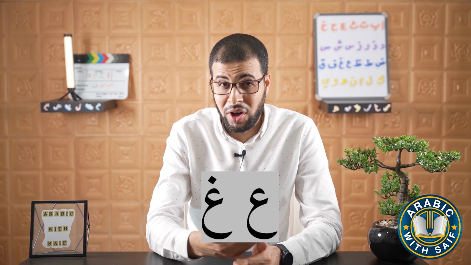In the previous lessons, we have covered 17 letters' different forms. Today, with two more letters' different forms, Ain and Ghain. Both have the same forms, and the only difference is the dot. Let's see letter Ain's four different forms.